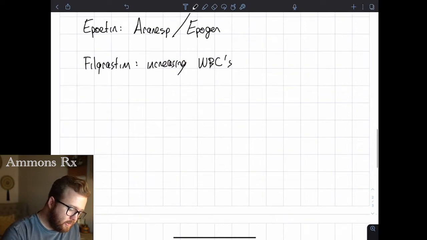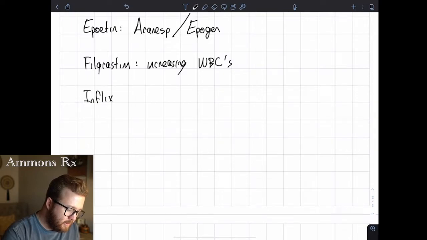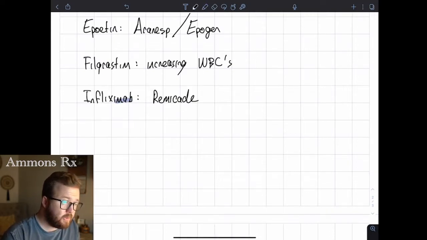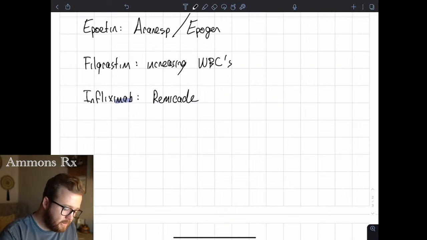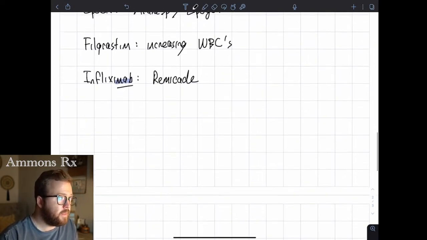Another brand generic, and it is going to be about the drug infliximab. Infliximab. That's going to be Remicade. And if you can remember, that one is for the treatment of ulcerative colitis, I think, and it's an autoimmune condition, and so anytime you see that MAB, it's for autoimmune conditions.